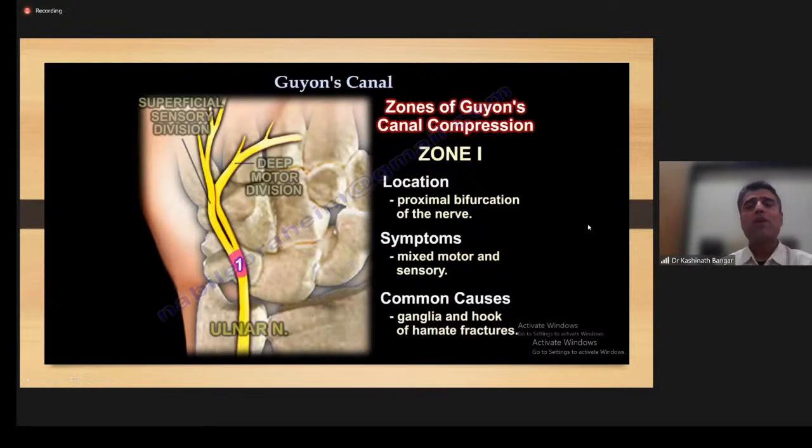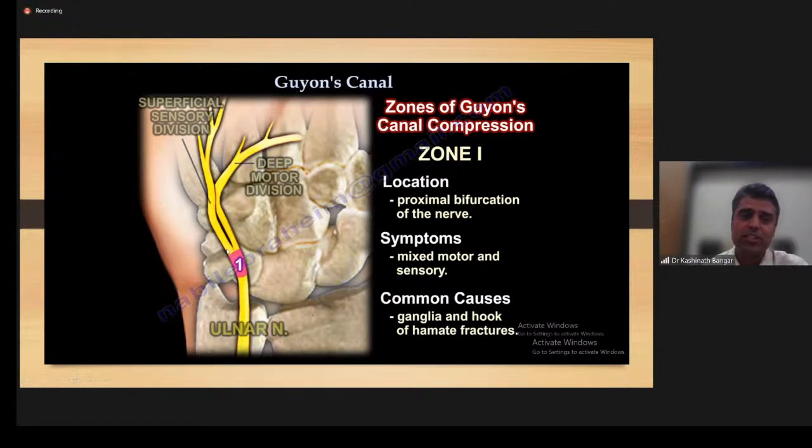Okay, so why is it clinically important to know where the lesion is? In Guyon's canal, there are basically three zones of compression. Zone 1 is a location which is proximal to the bifurcation. So if the ulnar nerve gets compressed over here, what will be the signs and symptoms? It will be a mix, both sensory and motor. Okay, and what are the causes? A ganglion or a fracture of the hook of hamate could cause a compression over here.